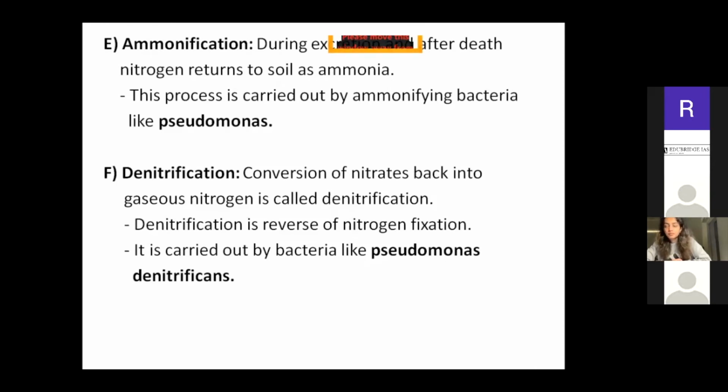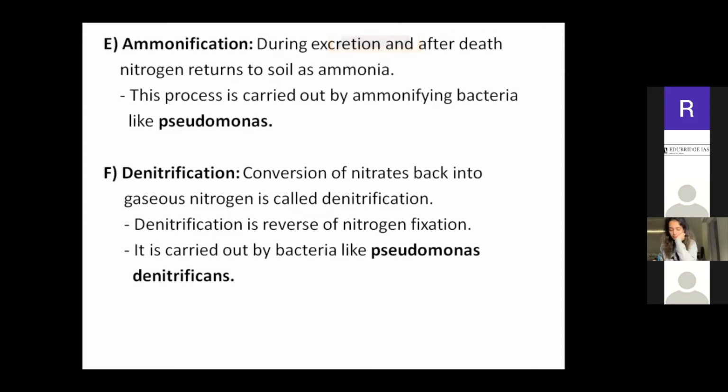Fine. Apart from ammonification, which allows ammonia to be released into the soil, there are certain bacteria which are called denitrifying bacteria. These denitrifying bacteria convert nitrates back into gaseous nitrogen. Denitrifying bacteria, what they do, they convert nitrates back into gaseous nitrogen. Fine. So denitrification is a reverse of nitrogen fixation.